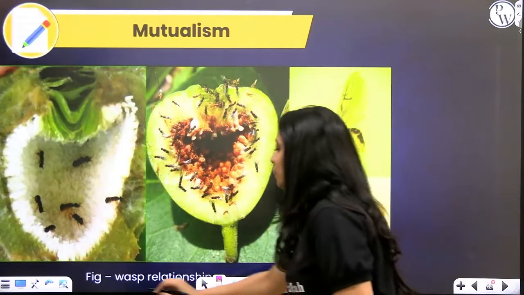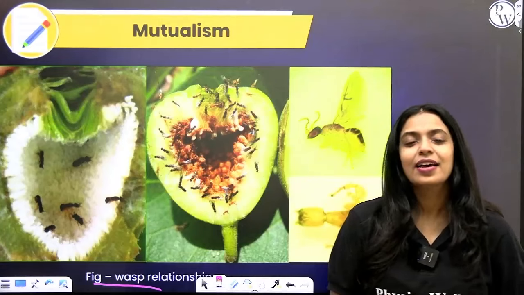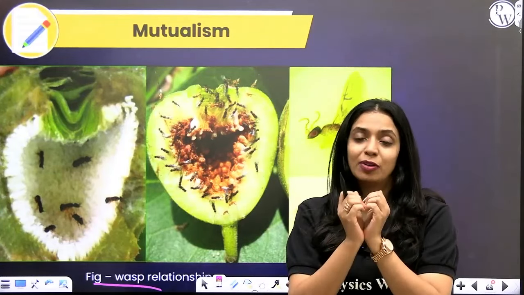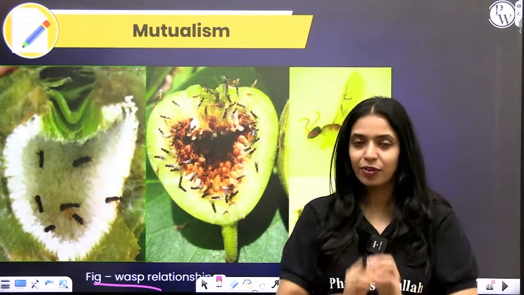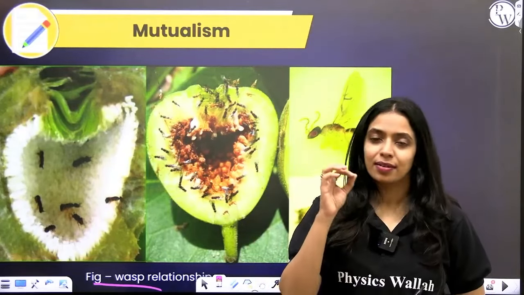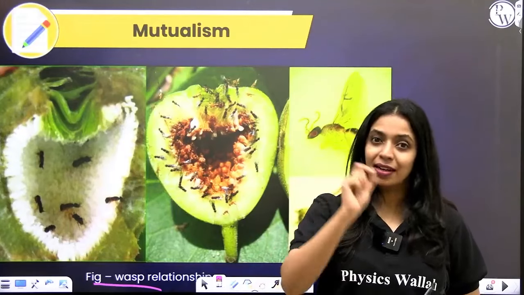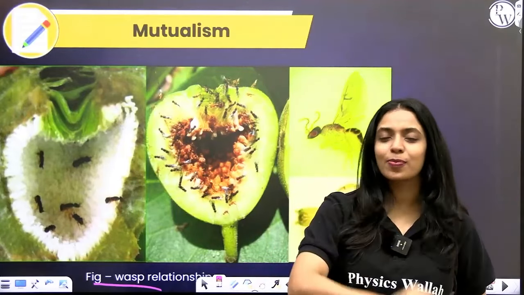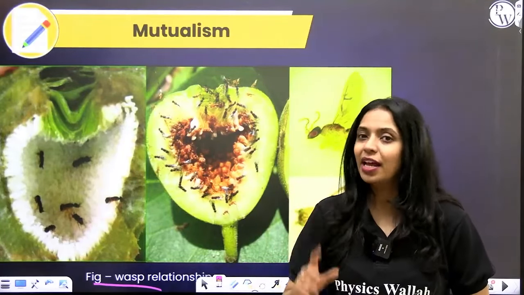It is a fig-wasp relationship. You know fig plants, right? Fig plants have a beautiful hypanthodium inflorescence that is kind of cup-like and covered. Flowers are present inside the cup. For every fig species, there is another wasp species. Only that species can perform pollination in that particular flower.